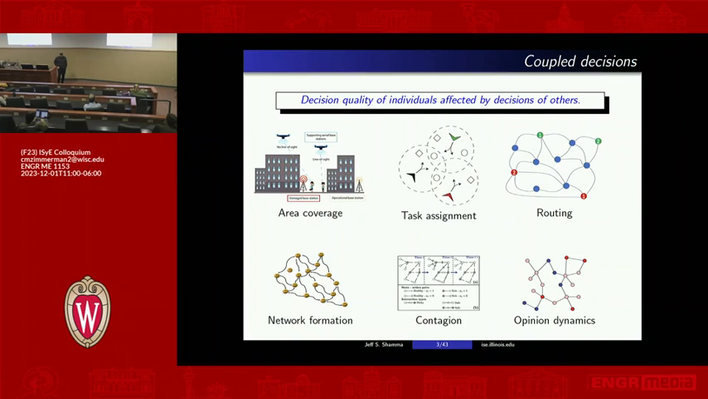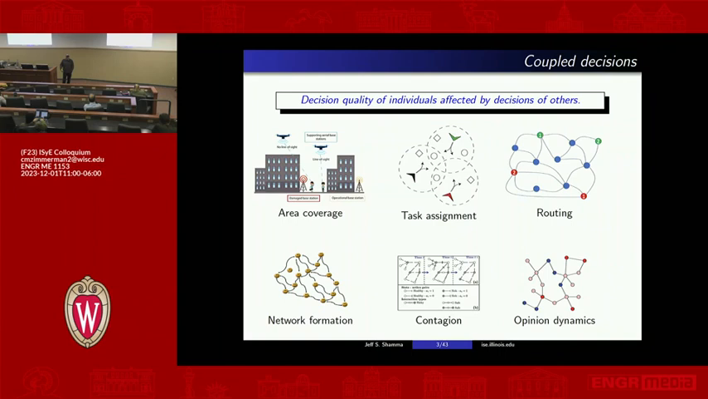These settings have a very important common feature, and that is, yes, we're making decisions, but the quality of one's decision depends on the decision of others. That's an important feature that's going to be throughout the talk. For example, in routing, when commuting, you want to figure out what path to take from A to B, and your satisfaction with the path depends on who else took those roads. It depends on the choice of roads that I took, but it also depends on the choice of roads that others took as well. In opinion dynamics, my satisfaction with my opinion includes peer pressure. There's my inherent beliefs, but also the beliefs of those who are around me, and my overall satisfaction depends on a combination of the two.